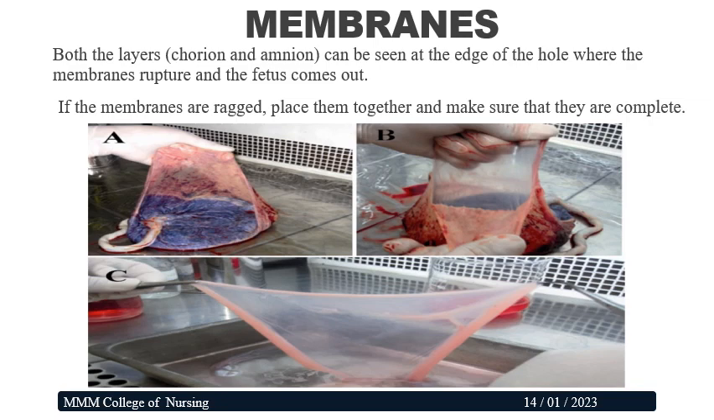So we saw the cotyledons, the maternal surface, and the fetal surface. Now we are going to see how to examine the membranes. There are two layers in the membranes, chorion and amnion. Both layers can be seen at the edge of the hole where the membranes rupture and the fetus comes out. If the membranes are ragged, place them together and make sure that they are complete. As you see in picture A, that is a membrane. In picture B, they have separated the amnion and the chorion. In picture C, it is completely the amnion, the inner layer.